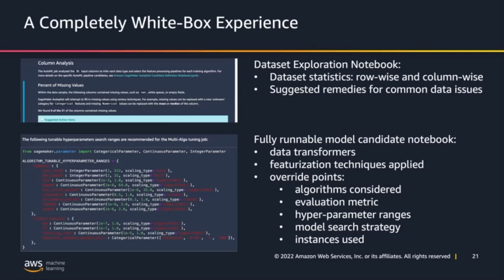And you can override multiple things in Autopilot. Some of them: you can provide your own evaluation metric, an objective metric to optimize. You can provide your own hyperparameter ranges. You can provide what compute instances SageMaker Autopilot uses, what algorithms are considered, and so on. So you have these sets of knobs to turn and to optimize Autopilot.